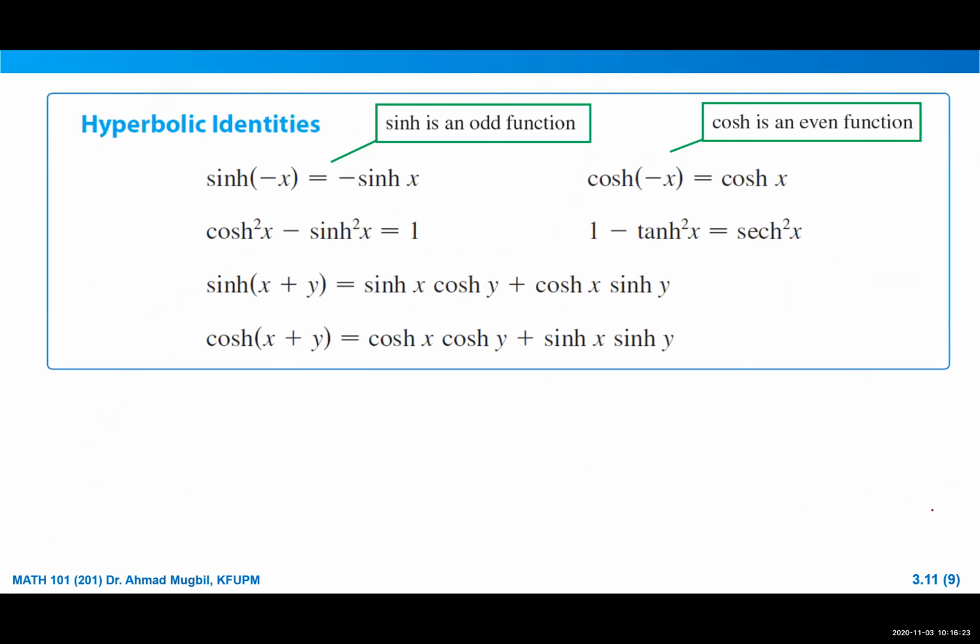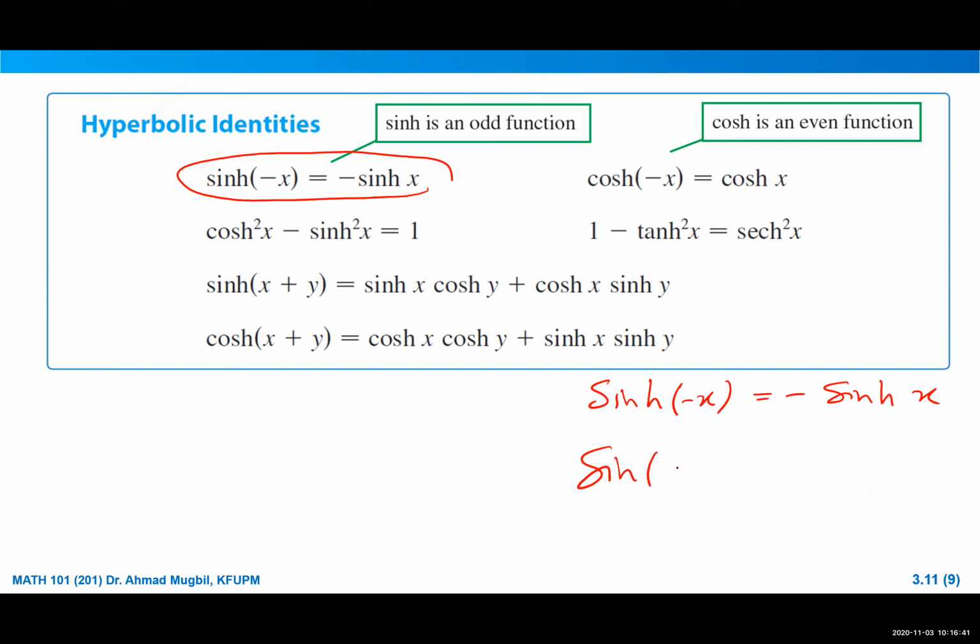Now, why do we call them sine and cosine hyperbolic? Look at the first relationship. It has been found that sine hyperbolic of negative x is equal to negative sine hyperbolic of x, and this is similar to this property.